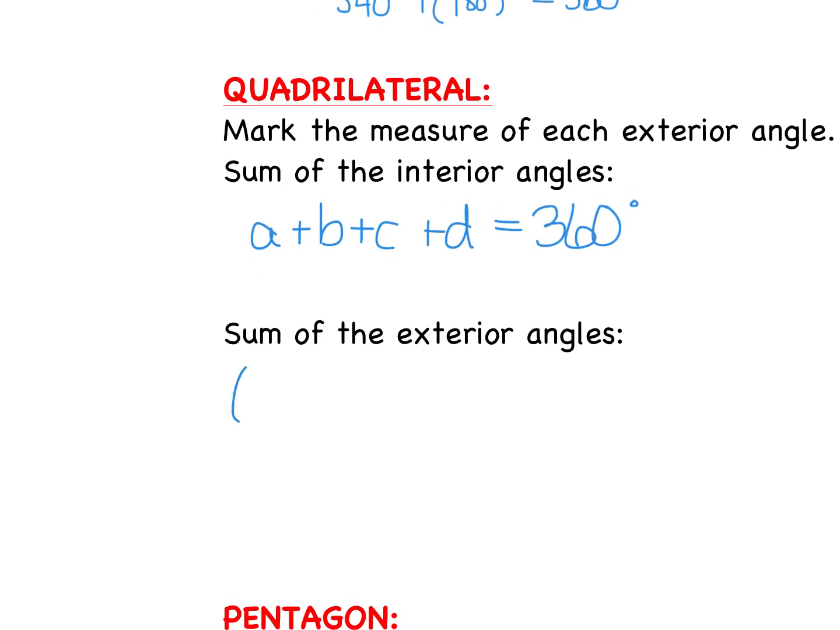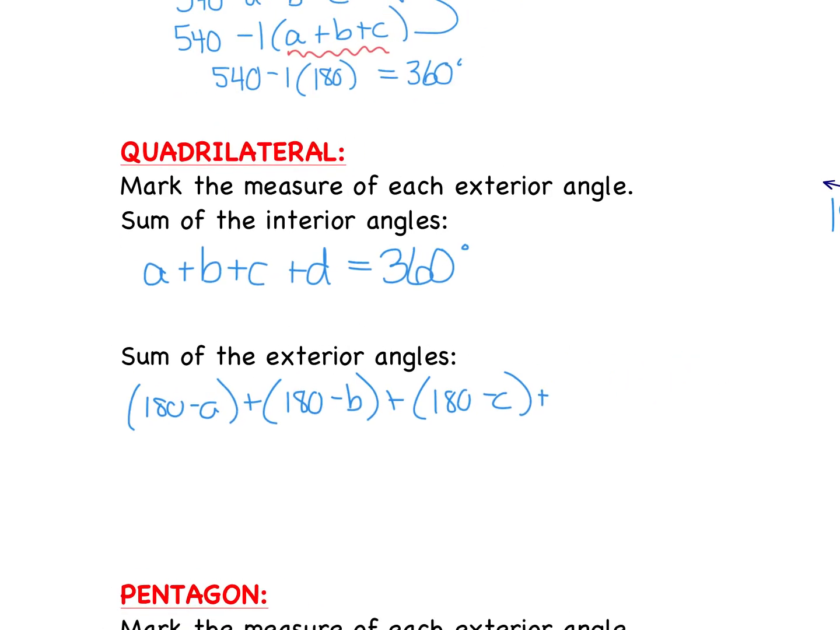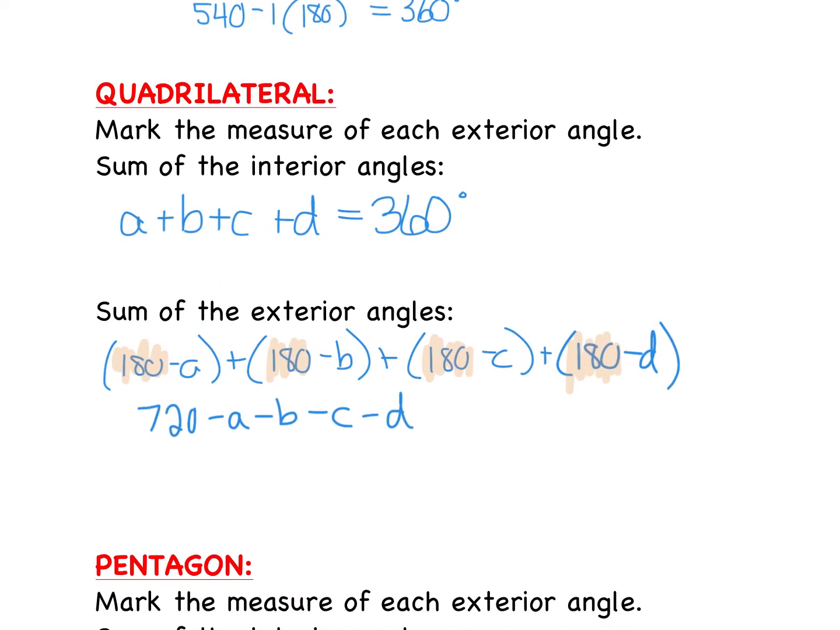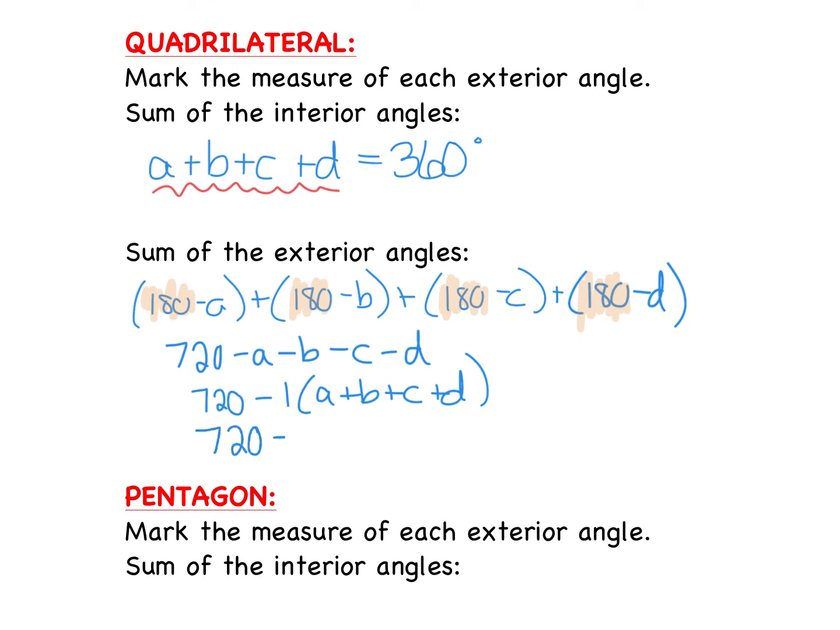So the sum of the exterior angles is 180 minus A plus 180 minus B plus 180 minus C plus 180 minus D. Let's clean this up. Again, adding up all my constants, 180 plus 180 plus 180 plus 180 is 720, and then I'm left with minus A, minus B, minus C, minus D. We're going to do exactly what we did up top. We want to be left with A plus B plus C plus D, because I know what that equals, so I want to rewrite this equation in terms of that. So it's going to be 720 minus 1 times A plus B plus C plus D, which we know is 360.